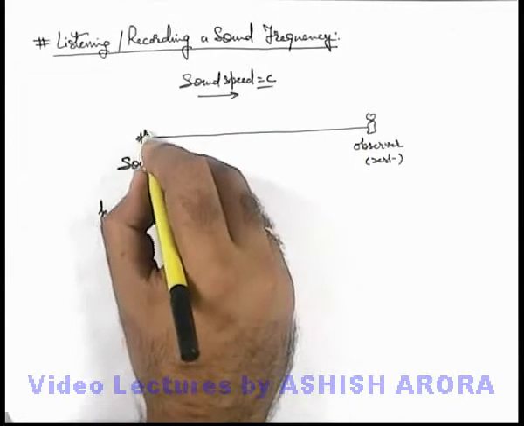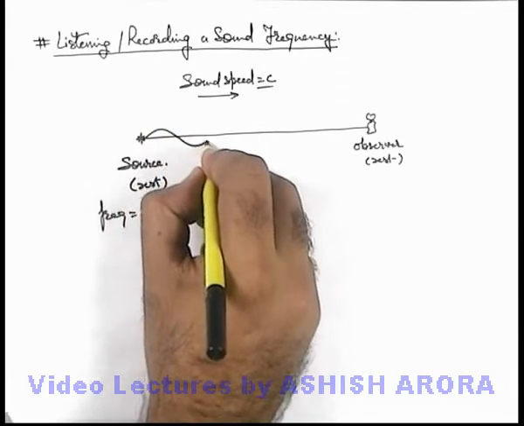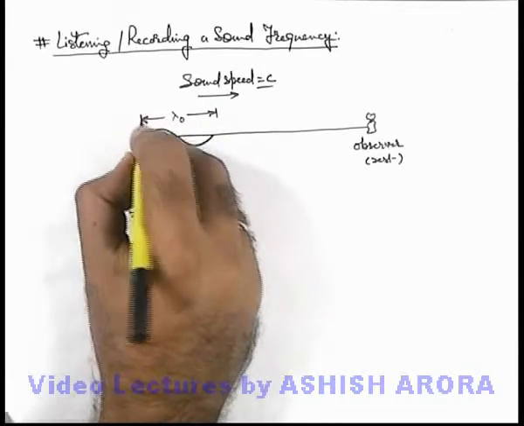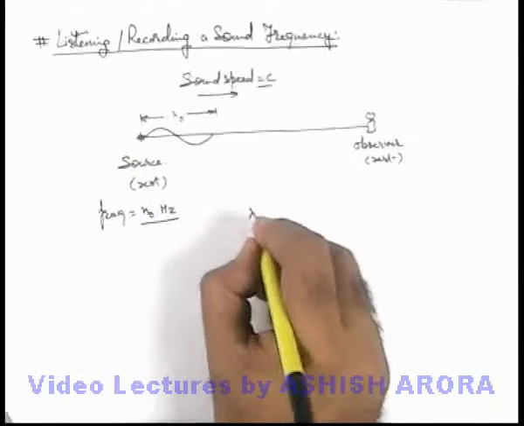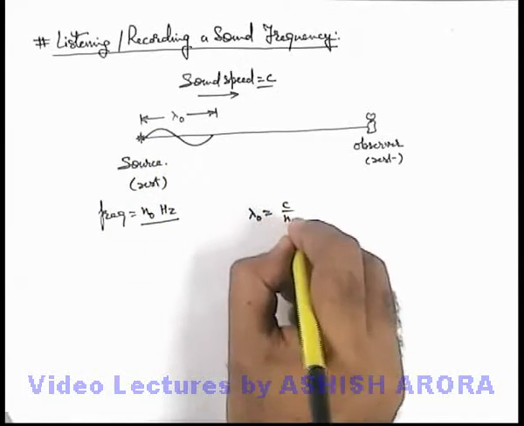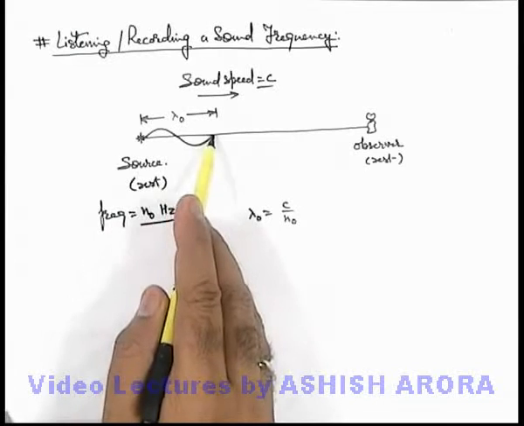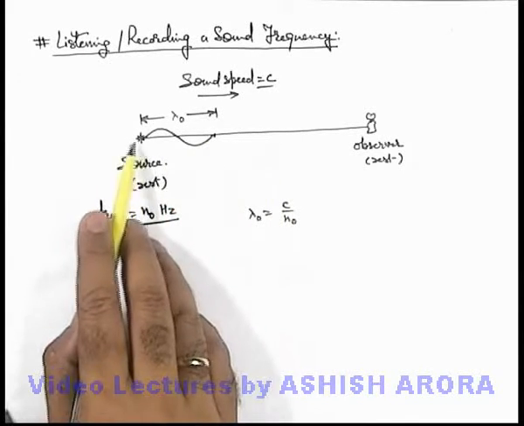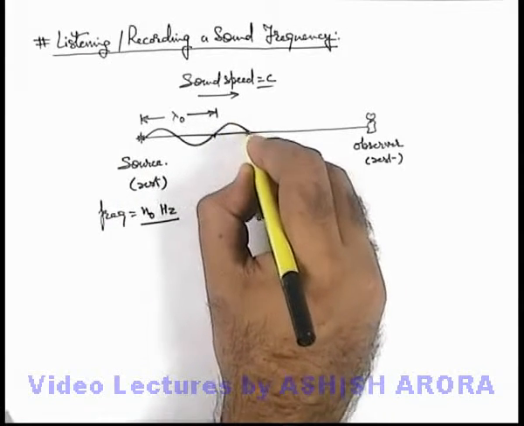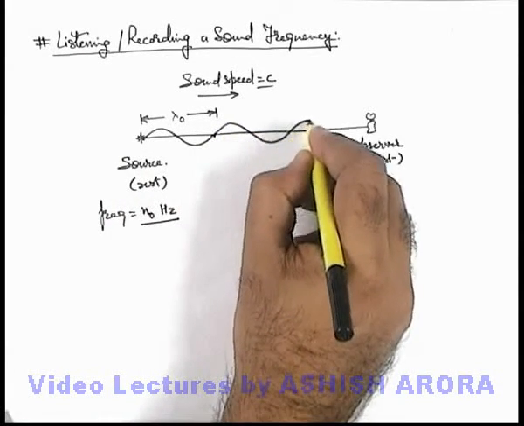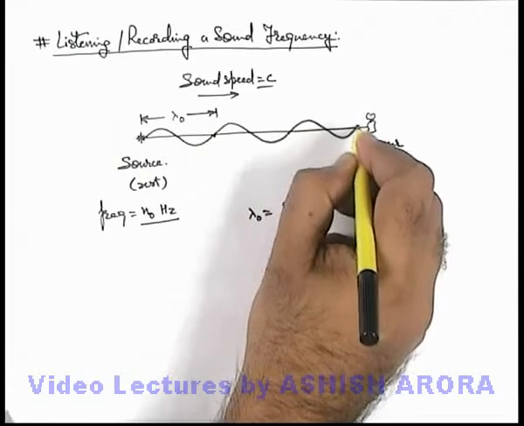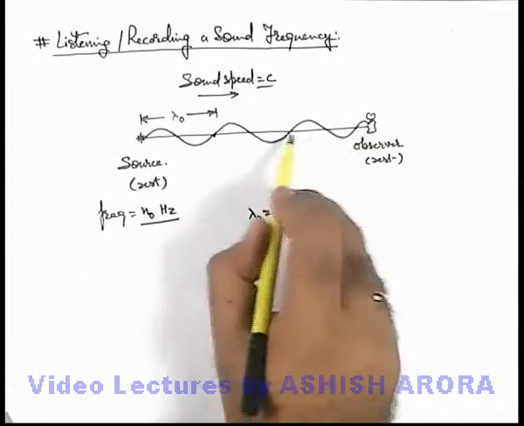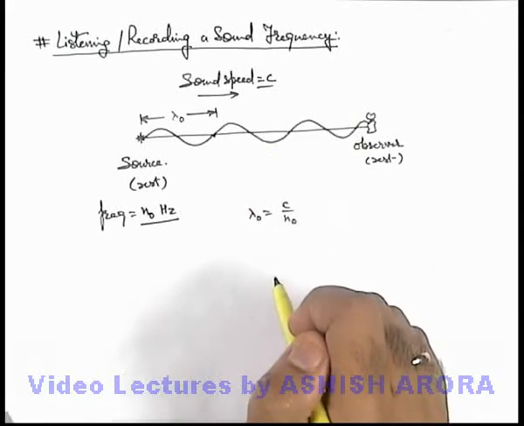And we know corresponding to one oscillation, the wave travels a distance which we term as wavelength. So there is the wavelength of the wave which is lambda naught, and here the wavelength can be written as c by n naught. It is the distance traveled by the wave in one oscillation. So if the source is continuously producing oscillations, the wavelengths are continuously produced one after another, and the wave is continuously traveling towards the observer, and the observer is receiving these oscillations.